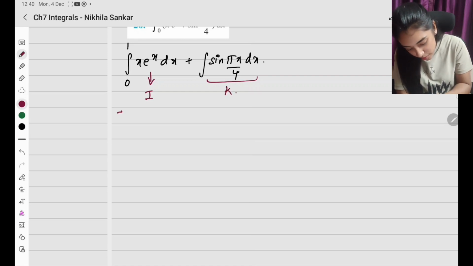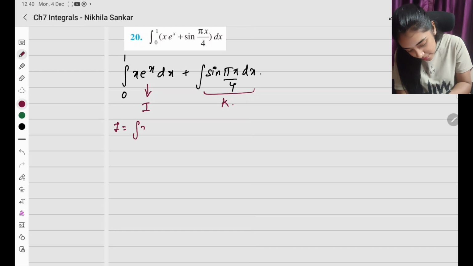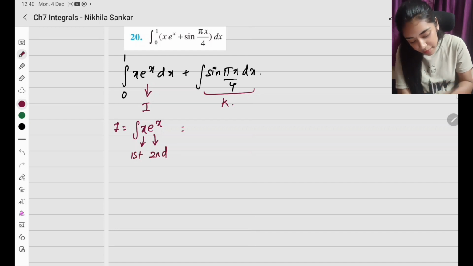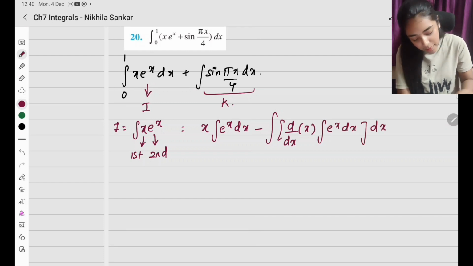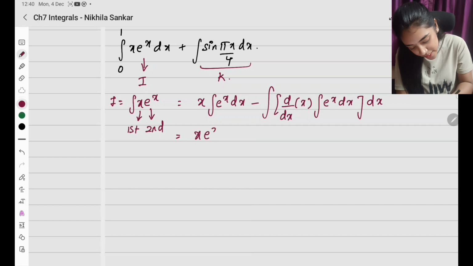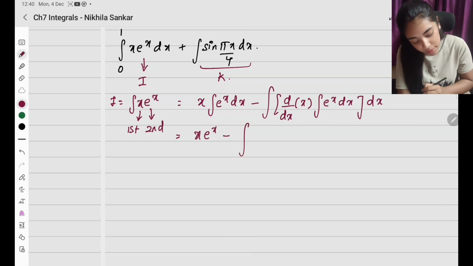So first, shall I solve I? So I equals integral x e to the x. In the order of preference, the exponential comes last and x comes first, so this is my first function and this is my second function. Integration by parts: first function times integral of second function dx minus the big integral of the open bracket d by dx of first function times integral of second function close bracket times dx. So when I solve this, I have x e to the x minus integral of d by dx of x, which is 1, times e to the x dx, which is e to the x, times dx.